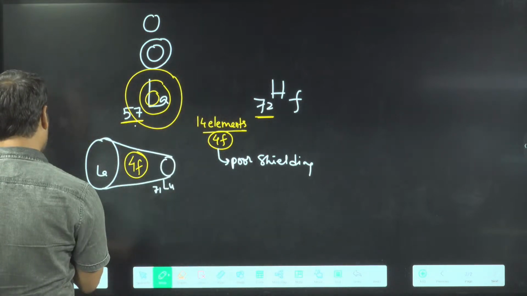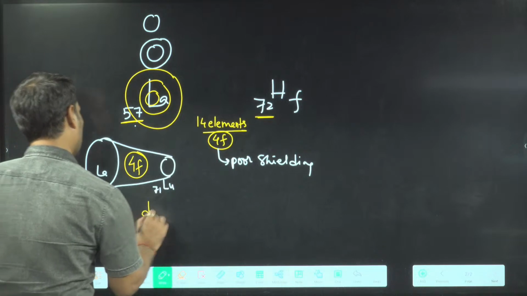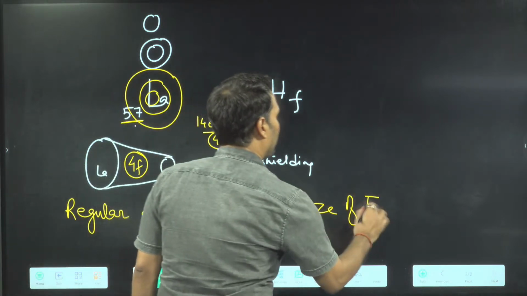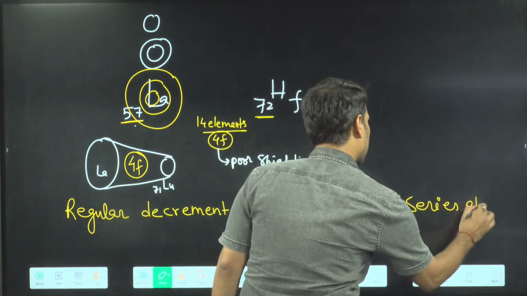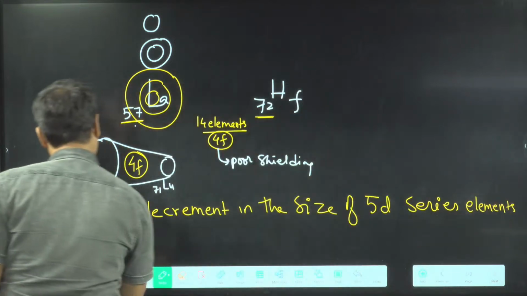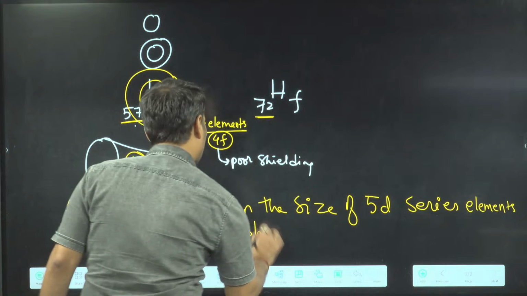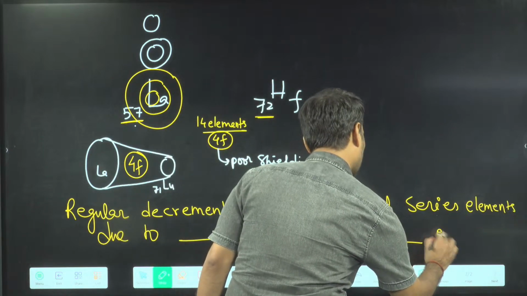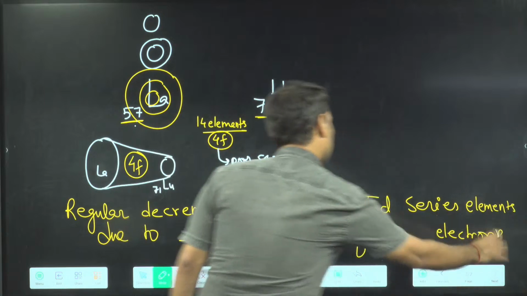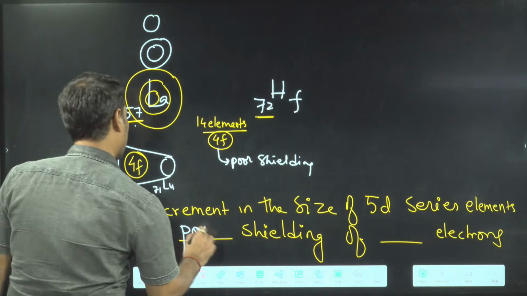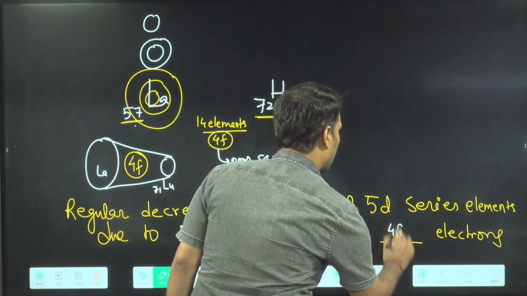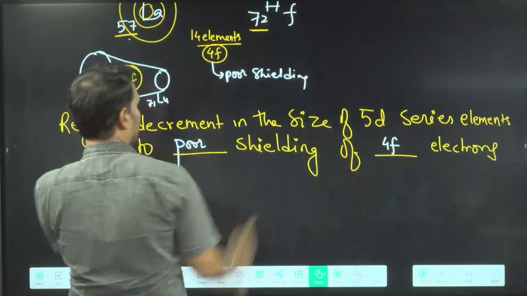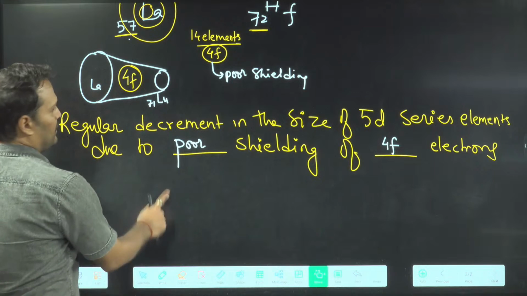What we can say is, regular decrement in the size of 5D series elements due to dash shielding. Now fill in the blanks. It's time to fill in the blank. Dash shielding of dash electrons. What will you say? Poor shielding, good shielding? Poor. Poor shielding of 4F electrons. Is this point clear?